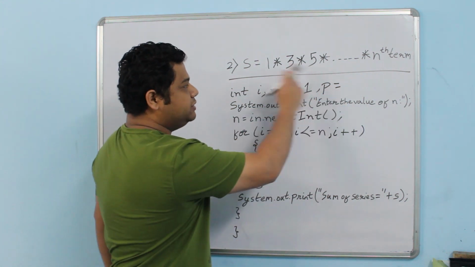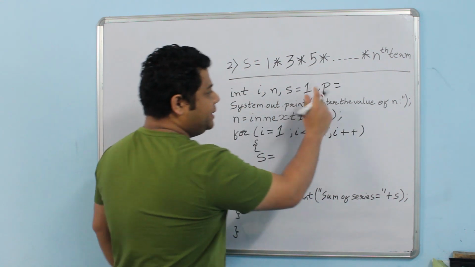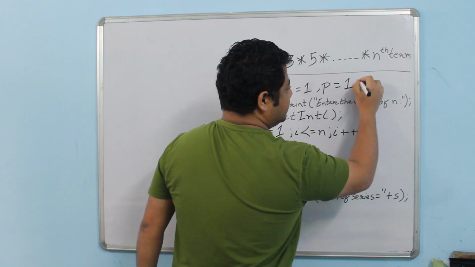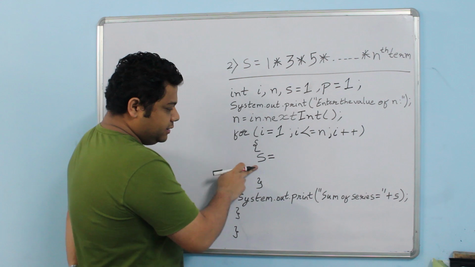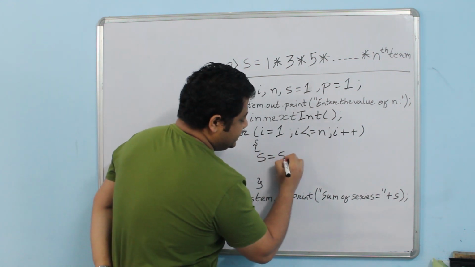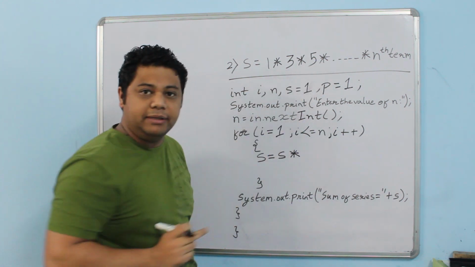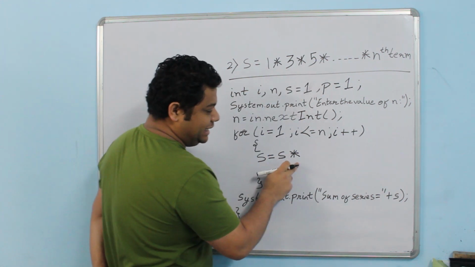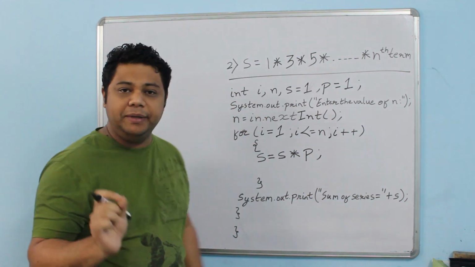So for that, we have to refer to the series. What is the first number we have? We have 1. So p, we have to set it as 1. So the first thing we are setting p as 1. And the sum of series will be s into, I hope you understood why multiplication, because we are multiplying all the numbers, and s into p, because the number over here is going to be p.